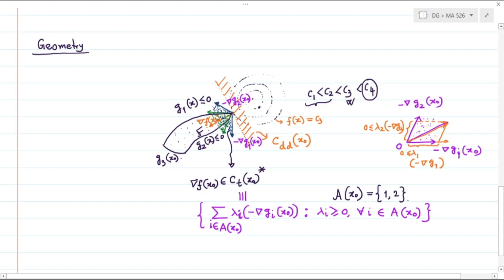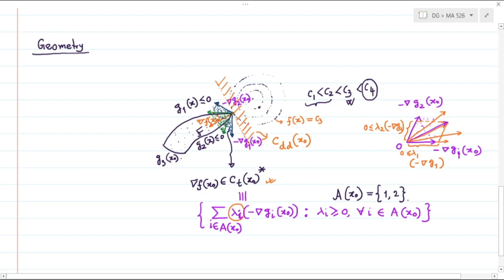And not only this, you take any other direction. Accordingly, you can draw a parallelogram whose diagonal is this direction. And accordingly, obviously, you will find that the C_T(x naught)*, the dual of the tangent cone, is nothing but the positive linear combination. By that I mean the coefficient lambda_i is a positive linear combination of the negative of the gradient g_i(x naught), where i is an active index.